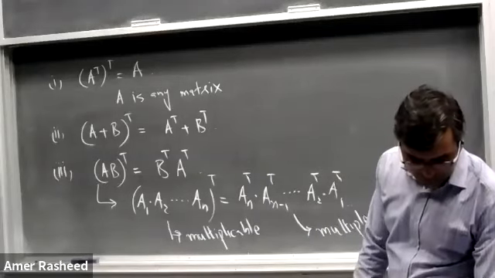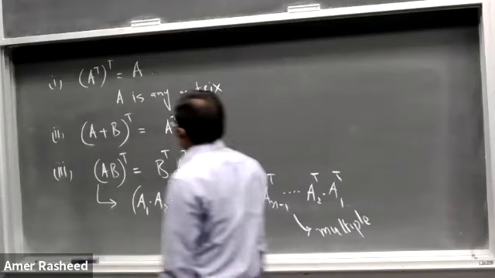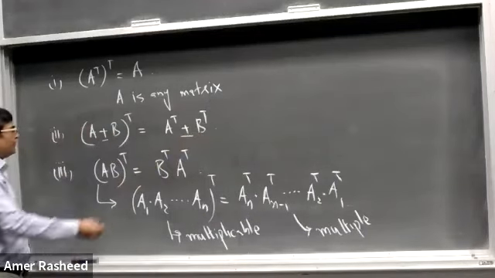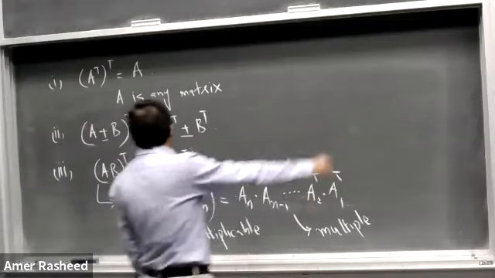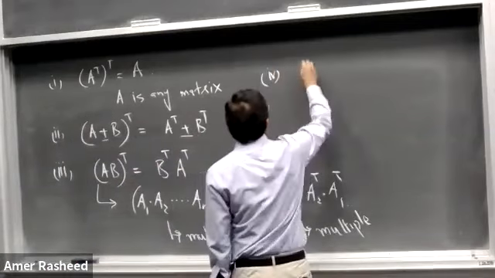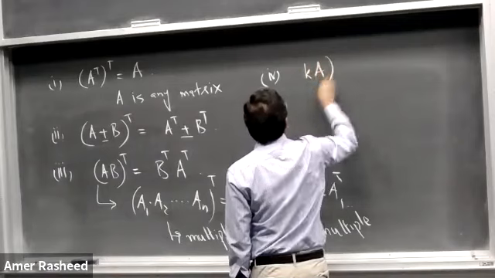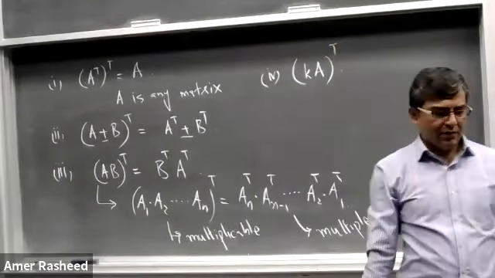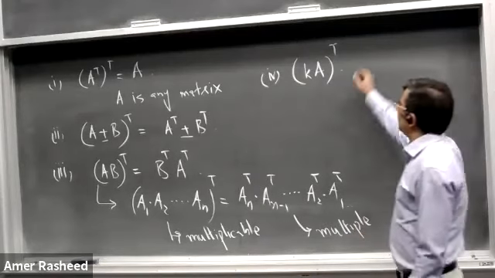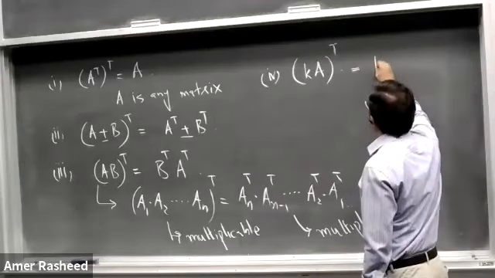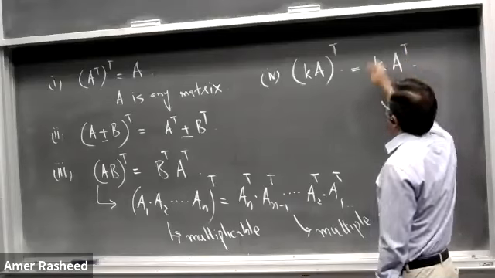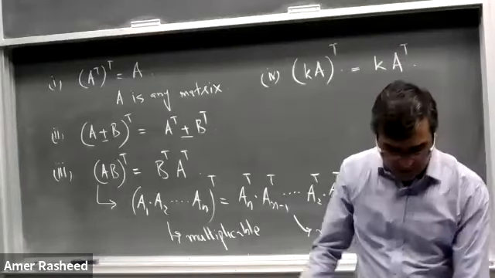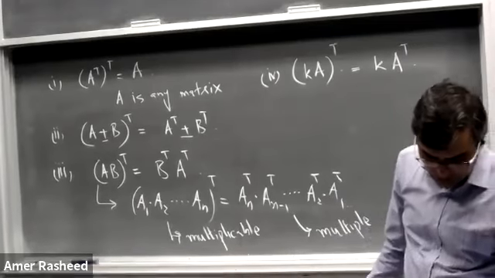Another property which is very important: if this is true for plus, it must be true for the difference as well. Another property related to the transpose is that (K times A) whole transpose, where K is some scalar and A is a matrix, is K times A transpose. K doesn't change anything here in the transpose. K remains the same.